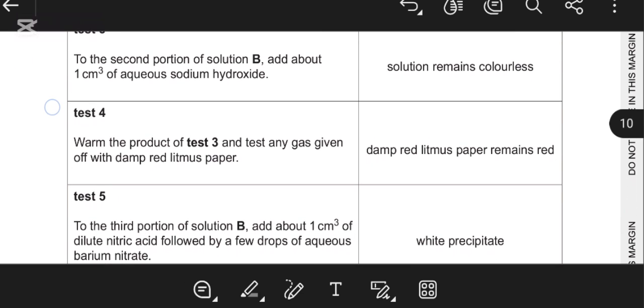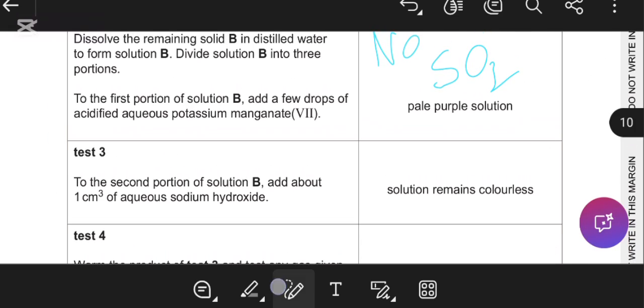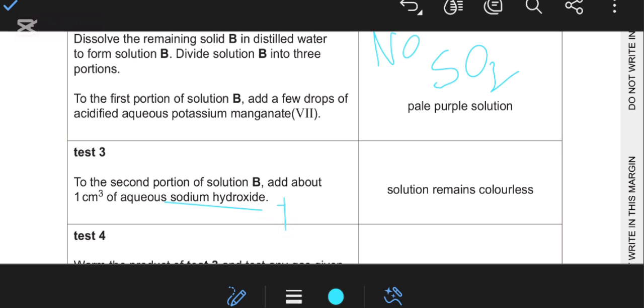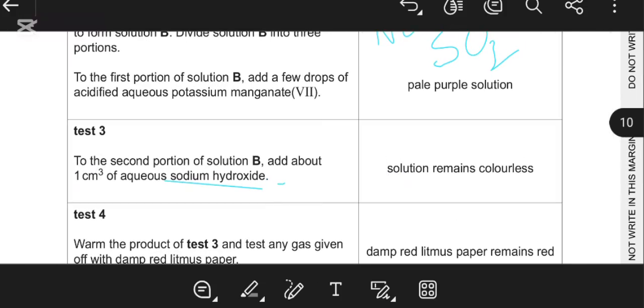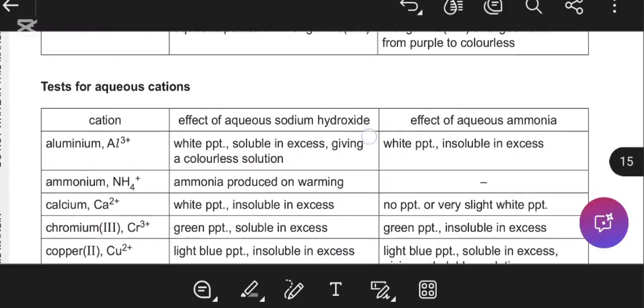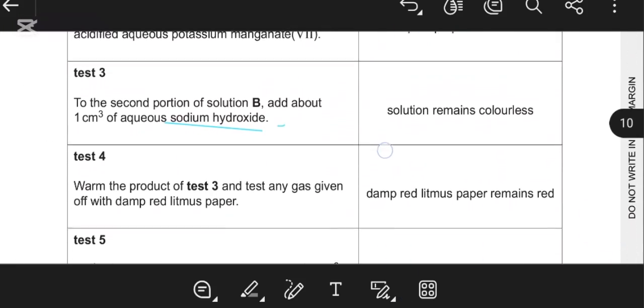All right, next, test 3. To the second portion of solution B, add about 1 centimeter cube of aqueous sodium hydroxide. Solution remains colorless. Okay, they are trying to tell you here that when you add sodium hydroxide to any metal cation, you are going to get a precipitate. If you go back over here, you will see when you add sodium hydroxide to all these cations, you will get a colored precipitate. But no colored precipitate is formed. What they're trying to tell us here is that there is no metal cation.